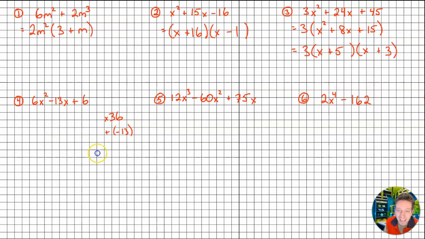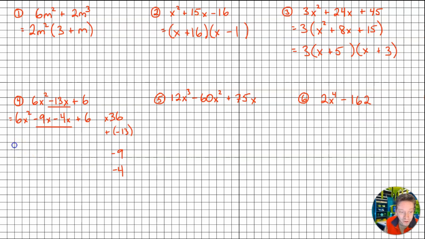Okay, so 9 and 4. We're going to use the numbers negative 9 and negative 4. So then what we're going to do is split that middle term up. We're going to be left with 6x squared and then minus 9x minus 4x, plus 6. See how we split up negative 13x into these two terms.